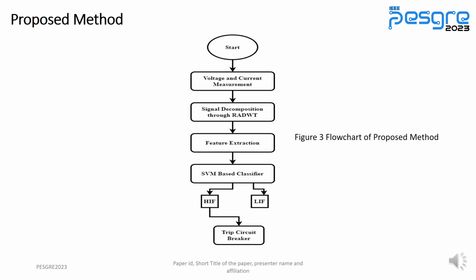The proposed method consists of measuring the voltage and current. We obtain the values of voltage and current at the measuring devices, and later these voltage and current signals are decomposed through the radial discrete wavelet transform, and feature extraction is done. Later those high frequency components are fed to the SVM based classifier, and then we classify whether the fault is a low impedance fault, that means short circuit fault or open circuit fault, or a high impedance fault, and later the circuit breaker will be tripped.